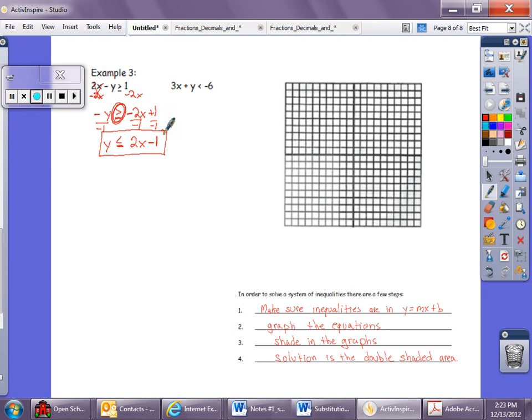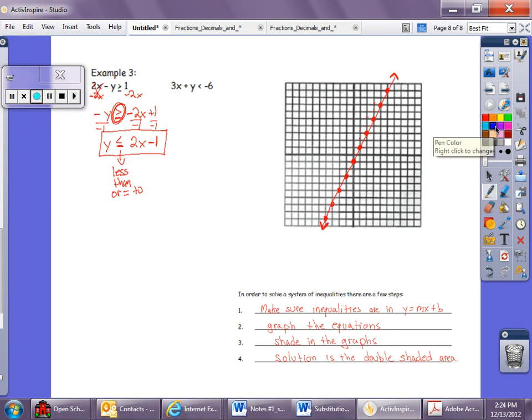So once again, we start at the y-intercept, which is -1. And we have a slope of 2, so up 2 and right 1, up 2 and right 1. So we're going to continue going up 2 and right 1, or we can go down 2 and left 1. And now we check this, and this is a less than or equal to. So that means it's going to be a solid line. We're going to connect all of our points. We have a solid line, and that's the first equation.